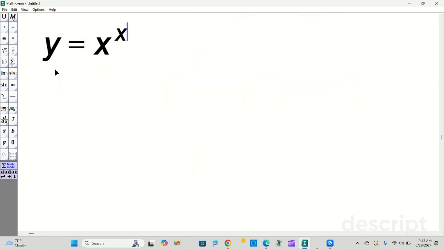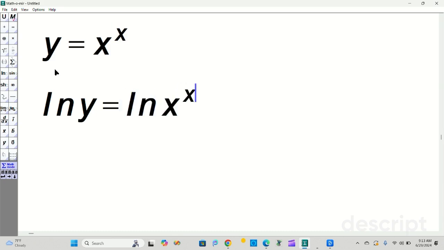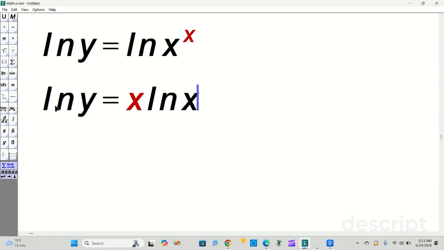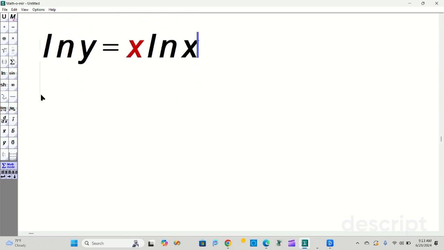So y equals x raised to the x. Take the natural log on both sides. So ln of y equals ln of x raised to the x. Maybe keep track in some fashion. This is going to be ln of y. On the right side, you're going to have that down by the power rule for logs, x ln x. Now, you can differentiate implicitly.